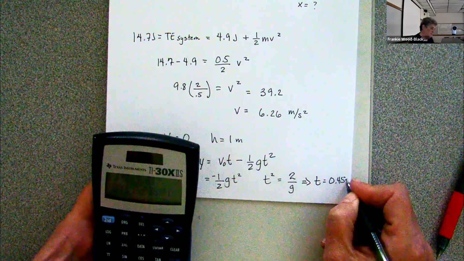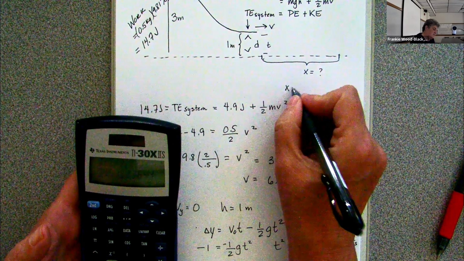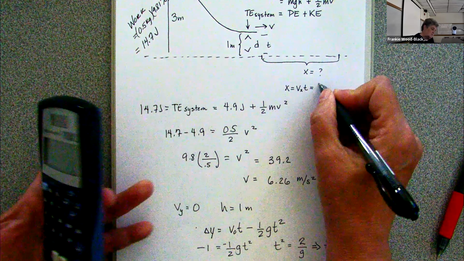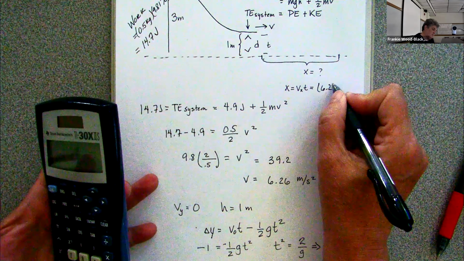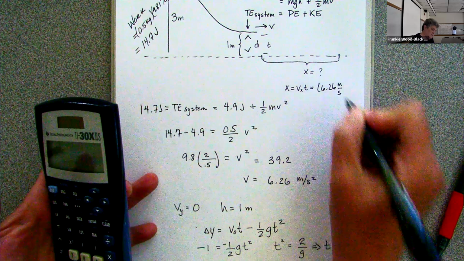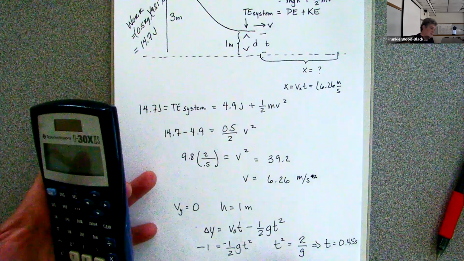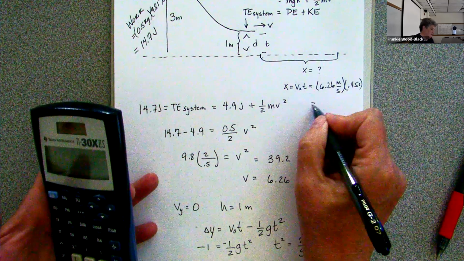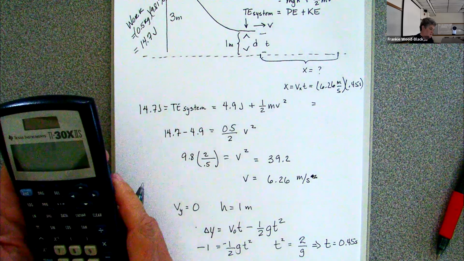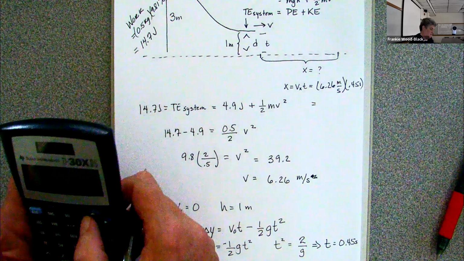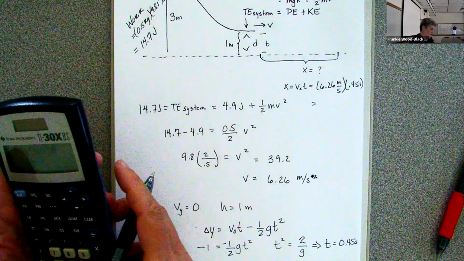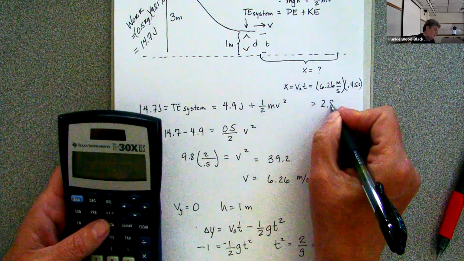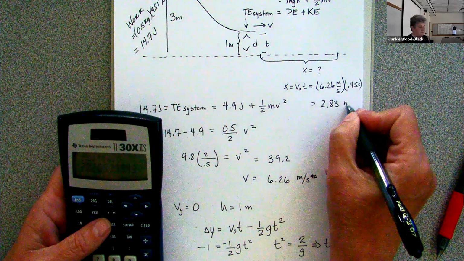0.45 seconds. And now x is equal to vx times t. So I have 6.26 meters per second times 0.45 seconds, which gives me 2.83 meters.